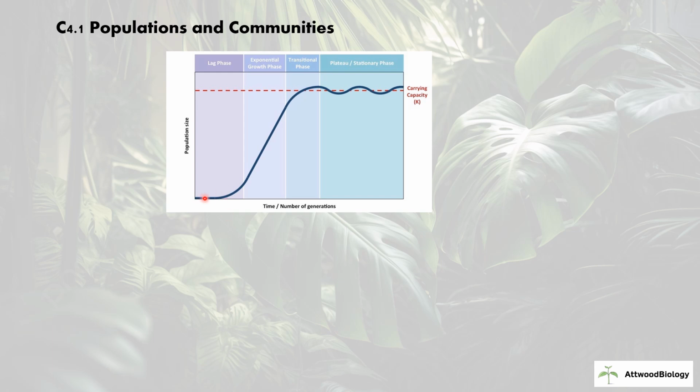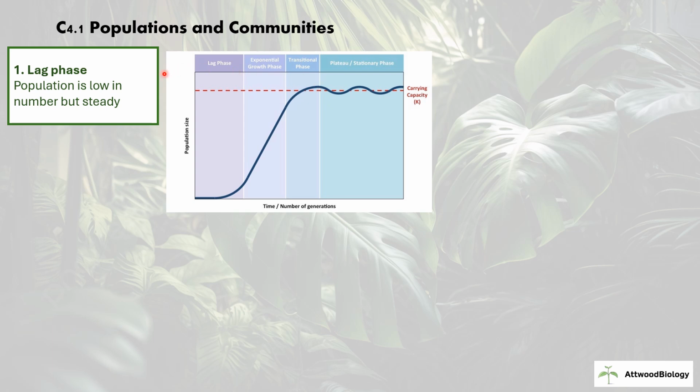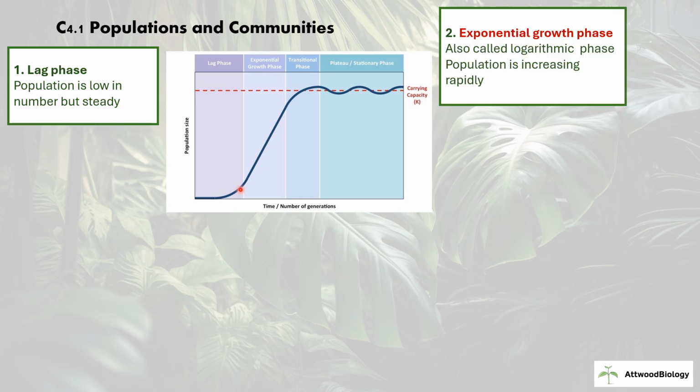This is the population growth curve, so we're going to have a look at what happens in the different phases of population growth. First, we've got the lag phase, where we can see that the population is low in number but steady, and then it just starts to rise. Then we've got the exponential growth phase, where we can see a huge increase in population. It can also be called the logarithmic phase because it's usually on a logarithmic scale, a rapid increase in the population size.